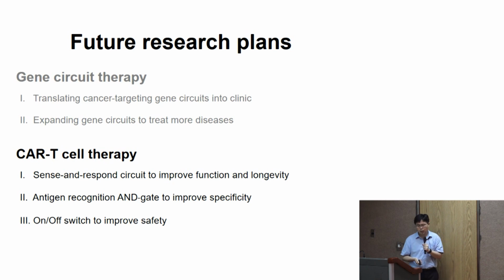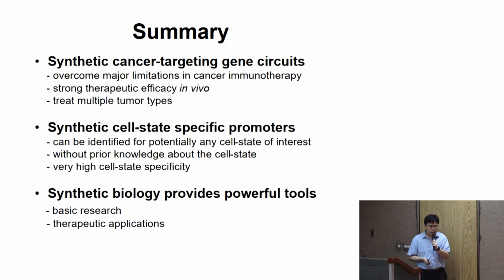So to summarize, first, synthetic gene circuits can potentially overcome several major challenges facing cancer immunotherapy and exhibit strong therapeutic efficacy in vivo in a mouse model, and they can be adapted to treat a variety of tumor types. Second, the synthetic promoter library, the SPEC platform, allows us to identify cell state specific promoters for potentially any cell state of interest, without any prior knowledge of the cell state, and these promoters exhibit very high cell state specificity. And lastly, synthetic biology provides powerful tools for basic research and for therapeutic applications.